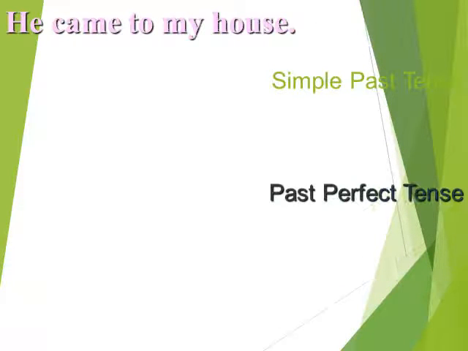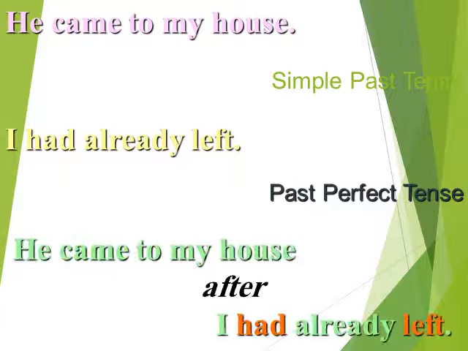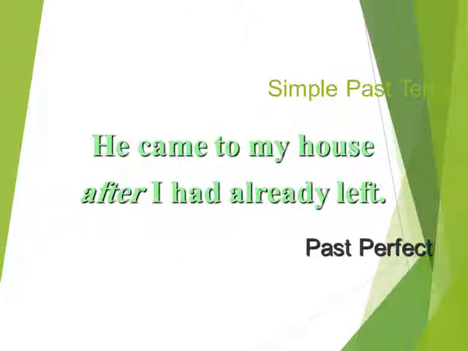He came to my house, past simple. I had already left, past perfect. So what action happened first? Yes, I had already left. And what action happened after it? He came to my house. So after I had already left, he came to my house. Before he came to my house, I had already left. He came to my house after I had already left.